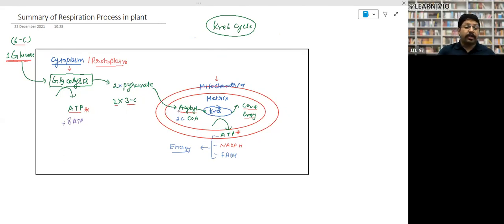But inside the mitochondria, this pyruvate cannot go directly into the Krebs cycle, because the burning of substrate will finally take place in the Krebs cycle. This pyruvate will be converted into a 2-carbon compound, acetyl coenzyme A. Now this acetyl coenzyme A will go into the Krebs cycle. Complete burning of substrate will take place. Carbon dioxide will be released, and energy will be released in the form of ATP, NADPH, and FADPH. They are all energy molecules. This is the complete process of respiration.